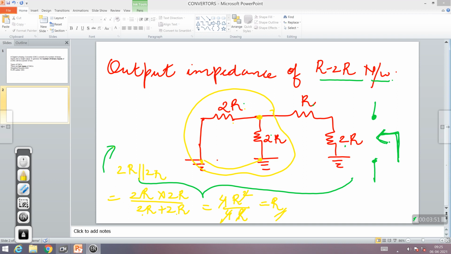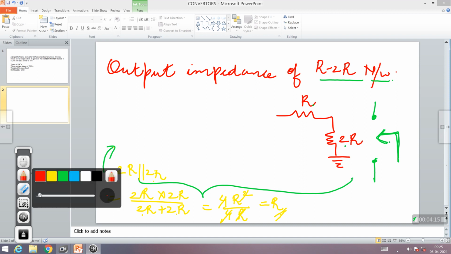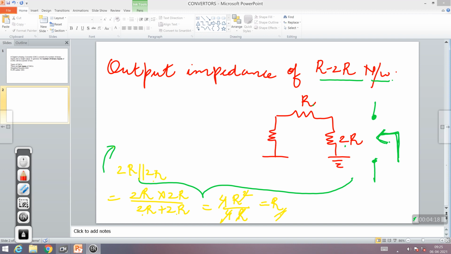So you have to find the parallel equivalent of this, and you know that the parallel equivalent of 2R multiplied by 2R, 2R parallel with 2R, is R. So this entire setup, I have to replace it by a single resistor R. So I will eliminate this. And I will put a single resistor, the single resistor R.